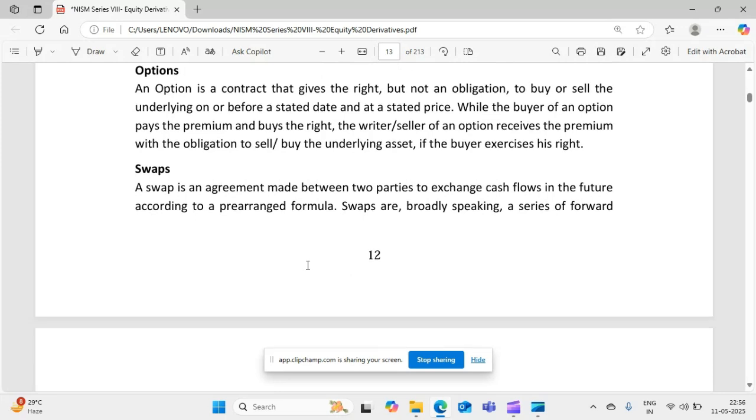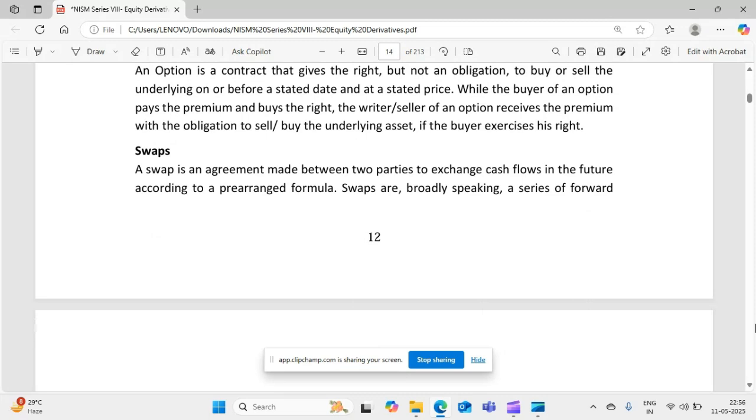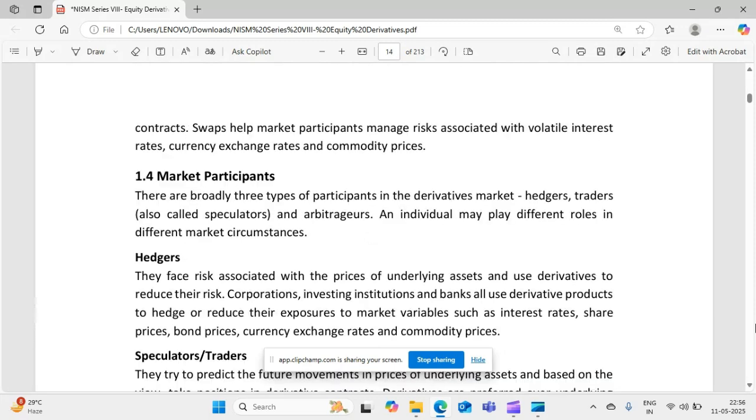So in a forward contract, only one exchange of cash flow happens, while in a swap it can happen multiple times, depending upon how the contract has been designed. Okay. Who are the participants? You have hedgers. Hedgers are those who want to mitigate risk. They face risk and they try to mitigate it.